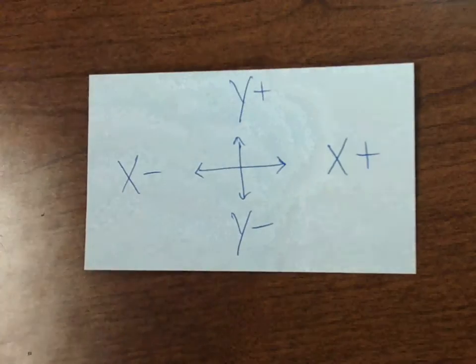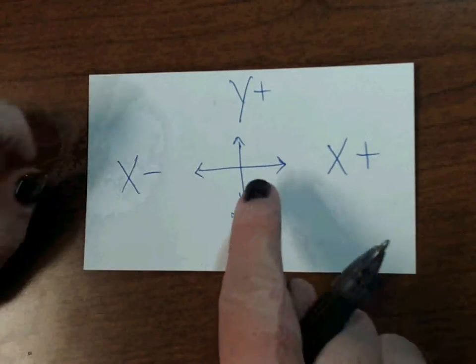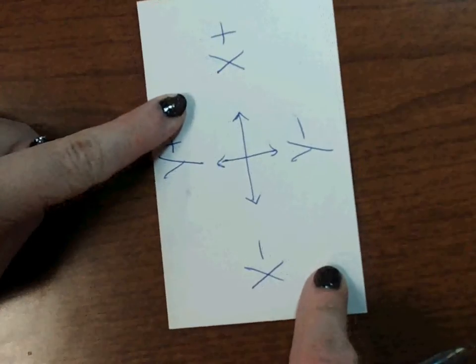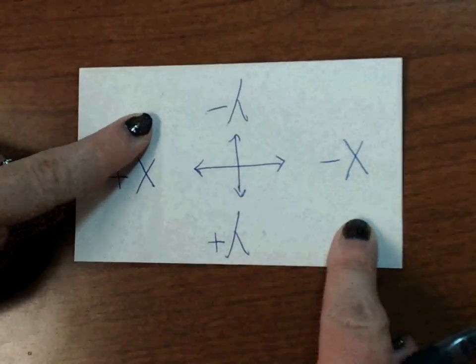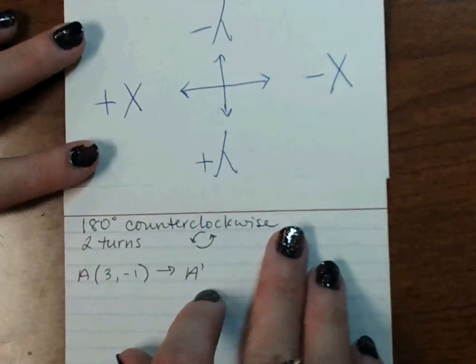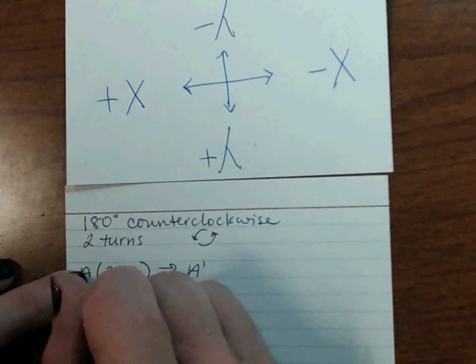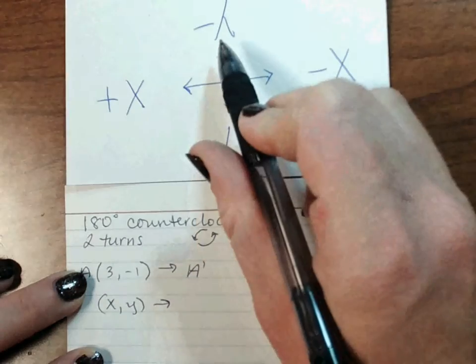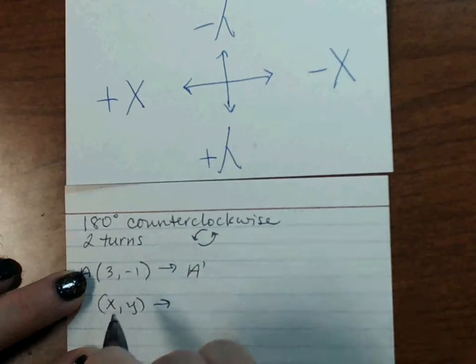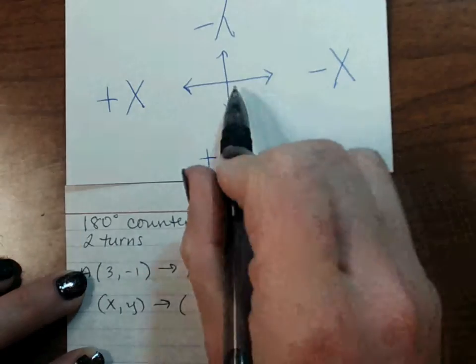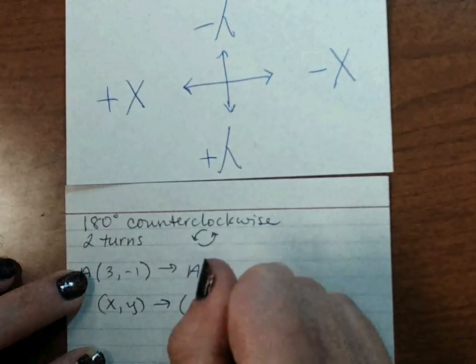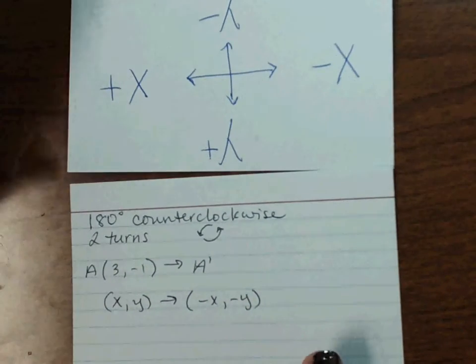I'm going to do 2 turns counterclockwise. So now I'm moving opposite a clock, moving the other way. 1 turn, 2 turns. Now we used to have x and y. X was on the right, y was on the top, but they're no longer in those positions. Now on the right I have negative x, and on the top I have negative y.